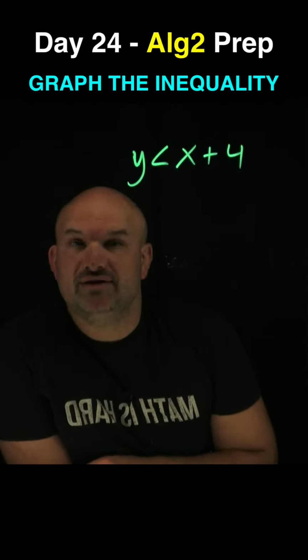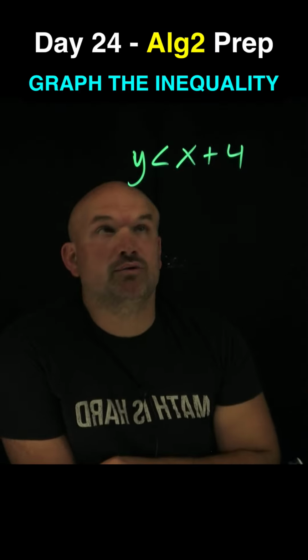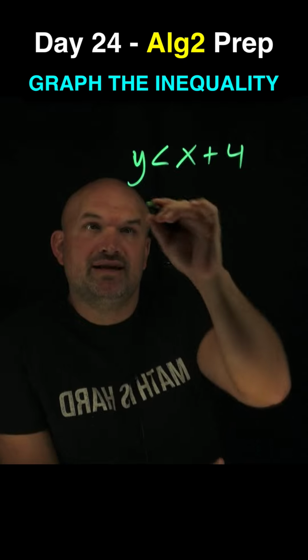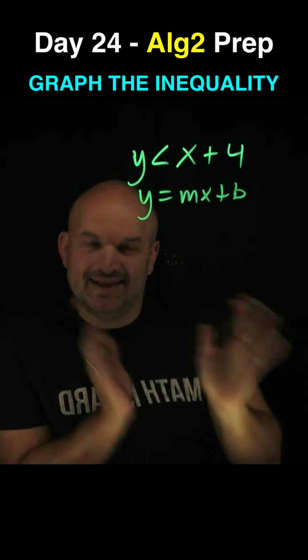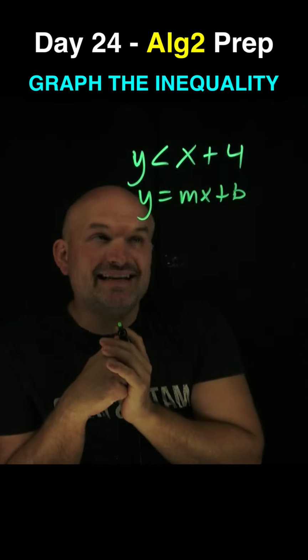Day 24 of getting ready for Algebra 2. In this example, we're going to go ahead and graph the linear inequality. Now again, we want to think about this as a slope-intercept form for a linear equation to be able to graph. Then we'll talk about this inequality symbol.